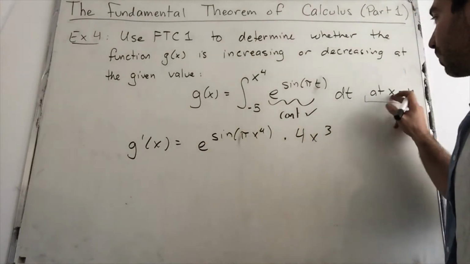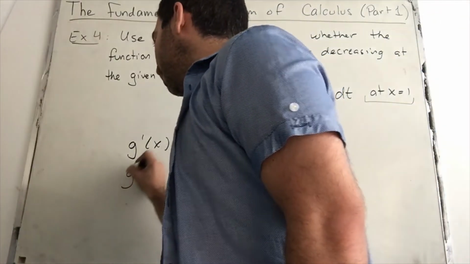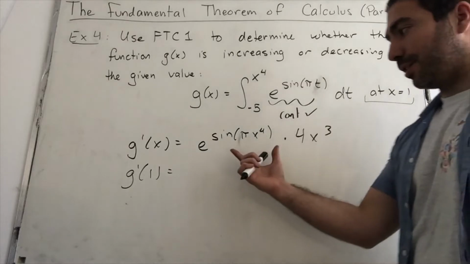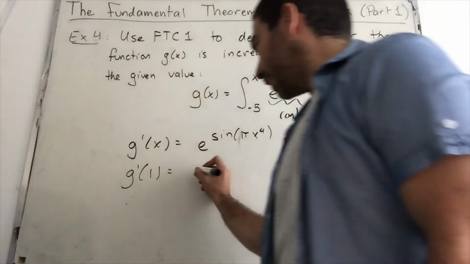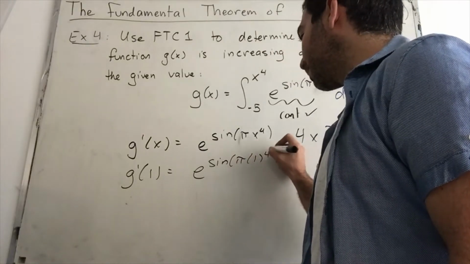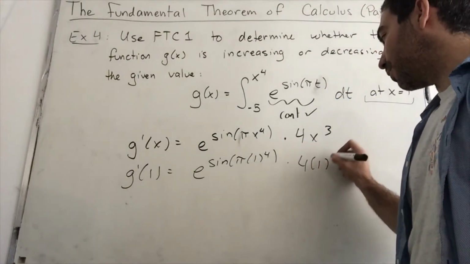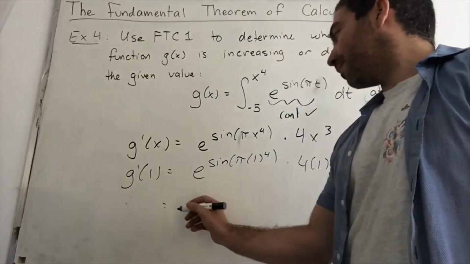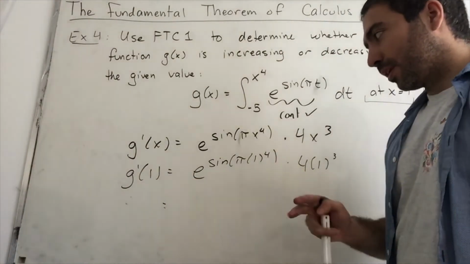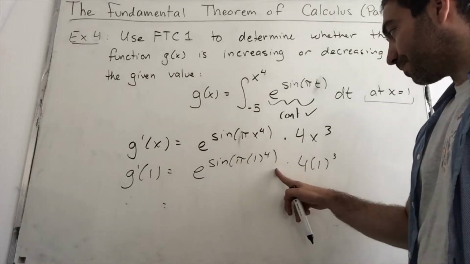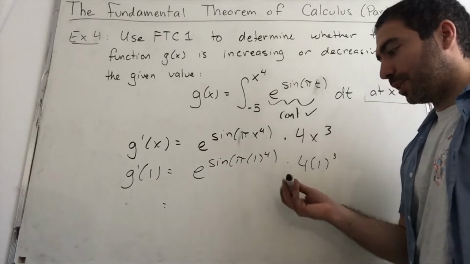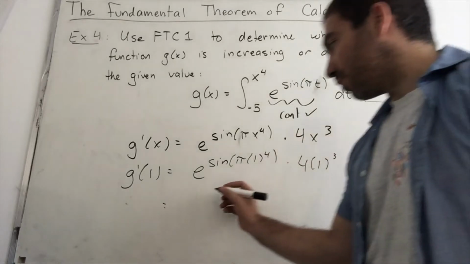Next, we're going to substitute 1, replace the x with 1 to see if this answer here is going to be positive or negative. So what we get is e to the sine of pi times 1 to the 4 times 4 times 1 cubed. Okay. This whole thing is exponential. We know exponentials are always positive. So this is going to be a positive value, and 4 times 1 is positive, so we expect it to be positive. But let's go ahead and write out the details.